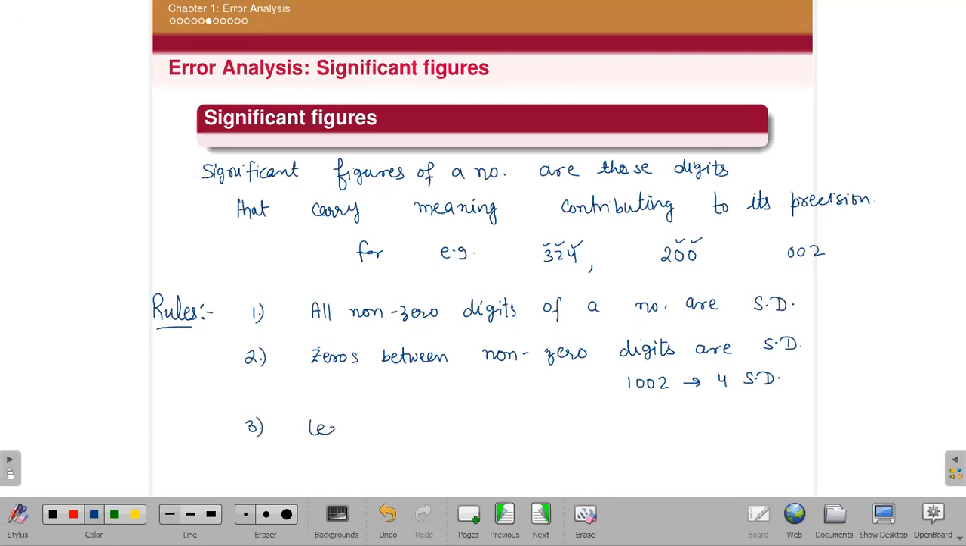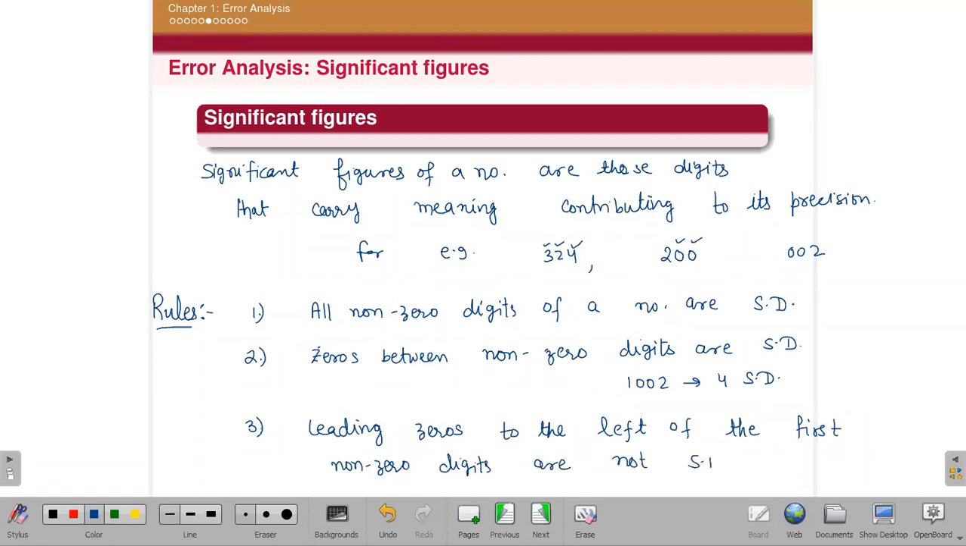Third, leading zeros to the left of the first non-zero digit, will they be significant or not? Leading zeros to the left of the first non-zero digit are not significant. Because if I write 0002, this is the first non-zero digit, and these are the zeros to the left of this first non-zero digit. These are not significant. So it contains one significant digit only.